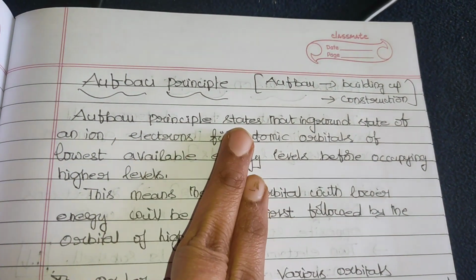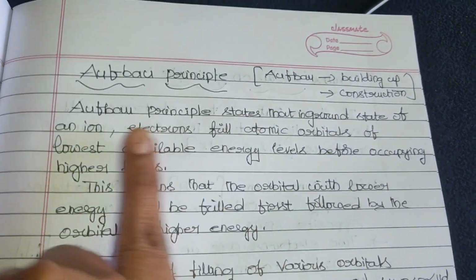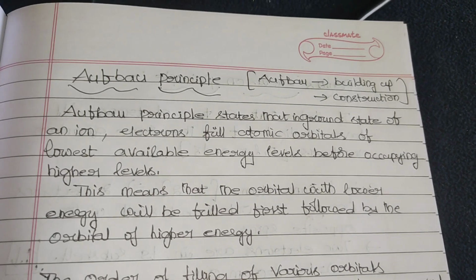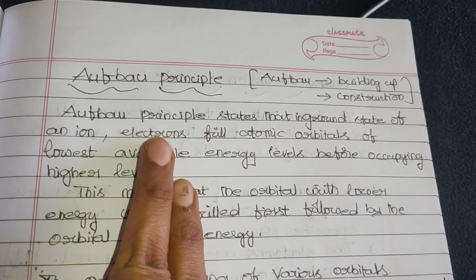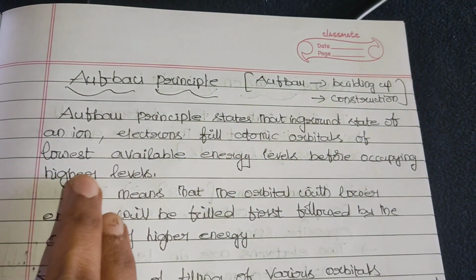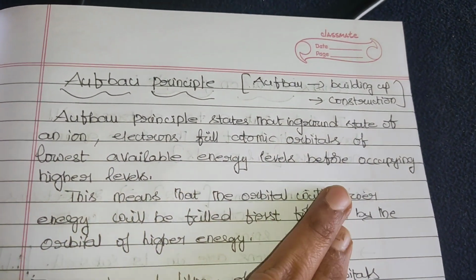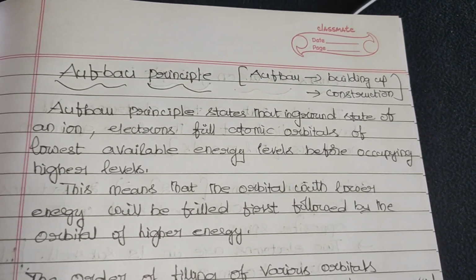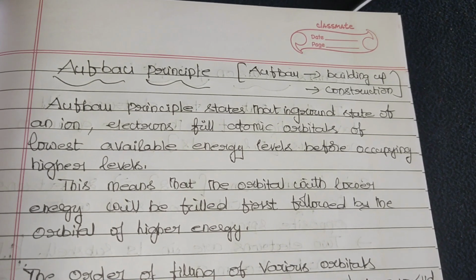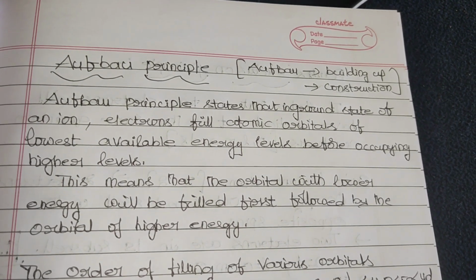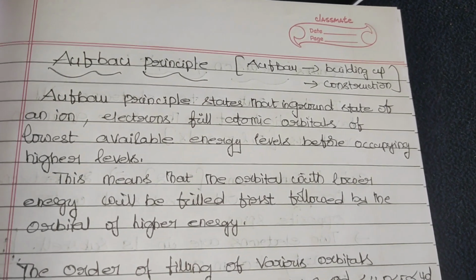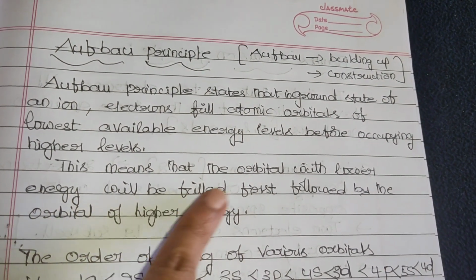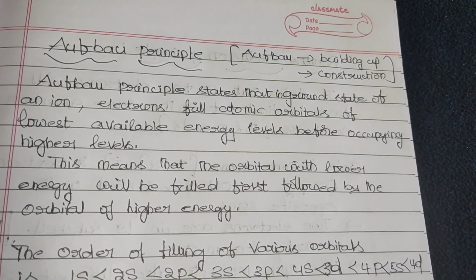So the Aufbau principle states that when an atom or ion is in the ground state, not an excited state, electrons fill atomic orbitals of the lowest available energy levels before occupying higher levels. This means the orbitals with lower energy will be filled first, followed by the orbitals of higher energy.